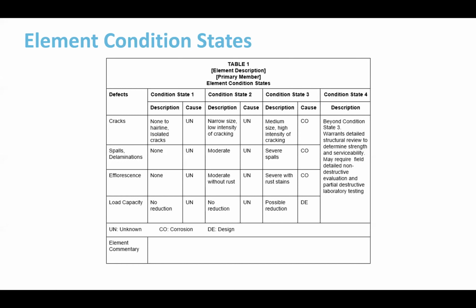CO would be corrosion, if you think it's related to corrosion of reinforcing steel. And DE is design. So if you have some concerns about load capacity, that is, you see something deflecting in a large amount, or you have some concerns about how much load it can carry, you could mark that as being DE for design, to go back and review the design and make sure it's adequate. And there's a little bit of room at the bottom, just blank space where you can have additional commentary for the condition states. So you would do this for each of the elements in the dam: the parapet walls, the spillway, the bridge, the parapets, and so forth. And you would collect all that information, and that's going to inform the condition assessment process.